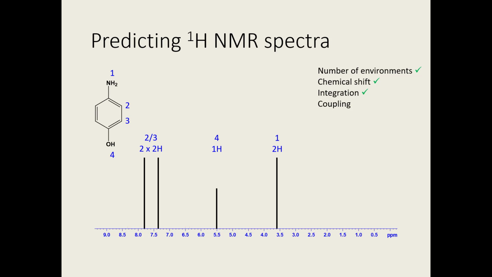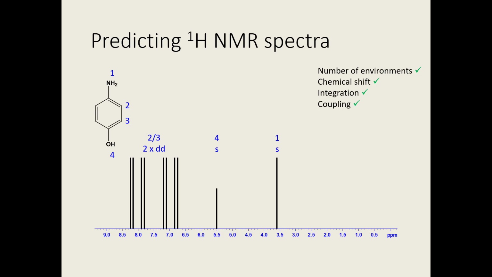Now we need to look at the coupling, or multiplicity, which is how many lines are in each signal. This depends on the number of neighbouring hydrogen atoms. Proton 1 is too far away from its nearest neighbour, which is proton 2, to couple, because it's 4 bonds away. Proton 1 will just exist as a singlet, because it has 0 hydrogen neighbours. Proton 4 is the same. It's too far away from its nearest proton neighbours to couple with them, so again that's just a singlet.